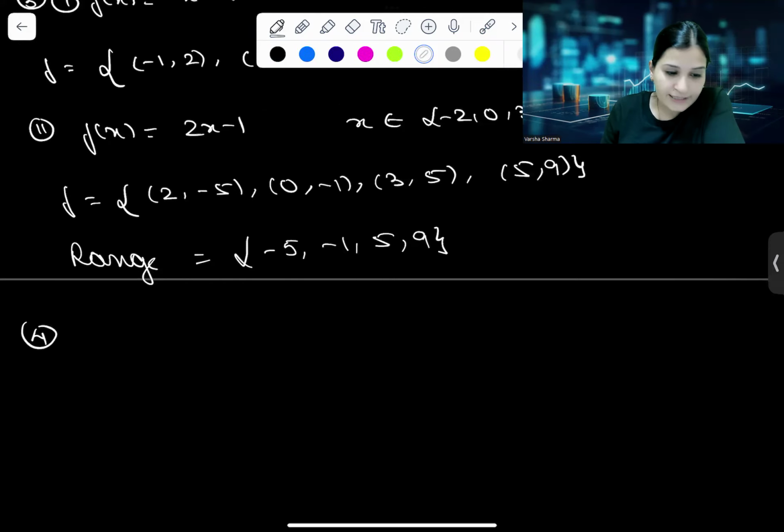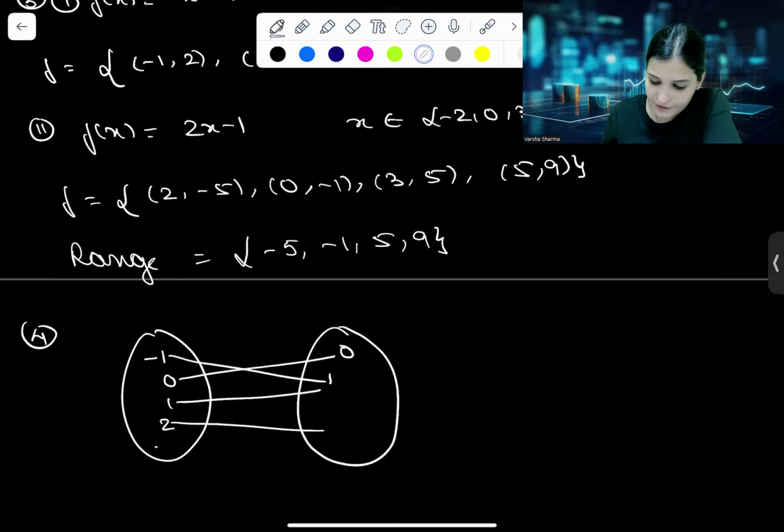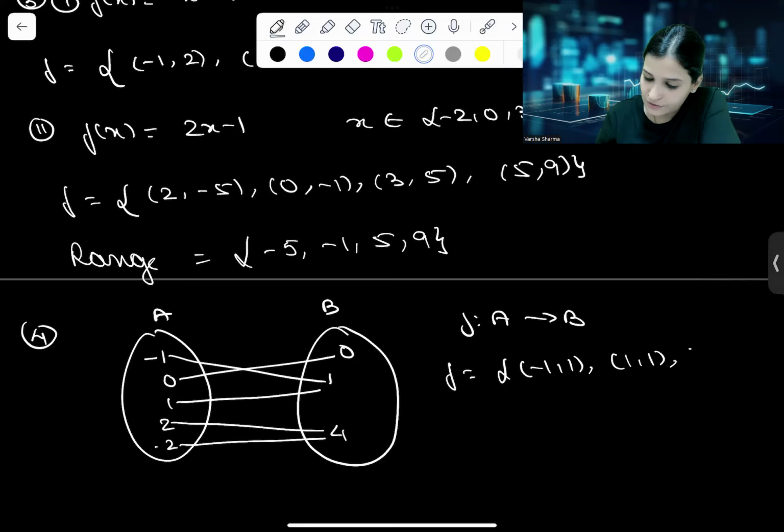Question number 4. There's an arrow diagram here. Minus 1 is with 1, 0 is with 0, 1 is also with 1, 2 and minus 2 are both with 4. This is A and this is B. The function is from A to B. So f is equal to {(-1, 1), (1, 1), (0, 0), (2, 4), (-2, 4)}.